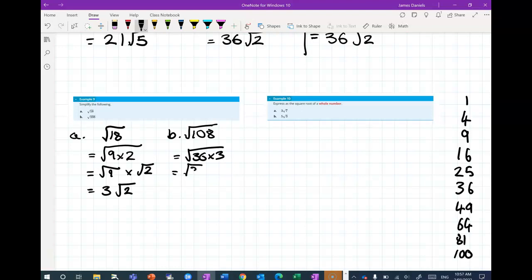We're going to put them in their same houses. And because we've used a square number, it can become the whole number times the surd. And you've simplified that surd.